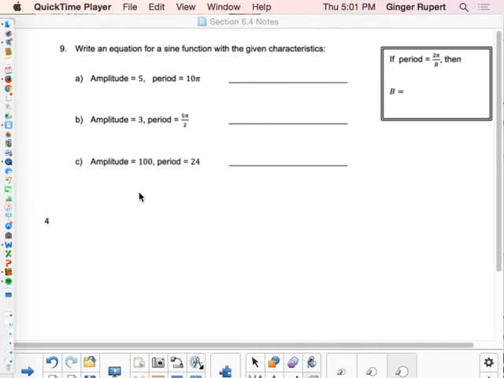Let's take a look at the last couple questions in section 6.4. In questions 9 and 10, you're given some information and you're asked to write the sine and cosine functions based on the information you're given. So let's go back and take a look real quick at the standard equation of the sine function and the cosine function.